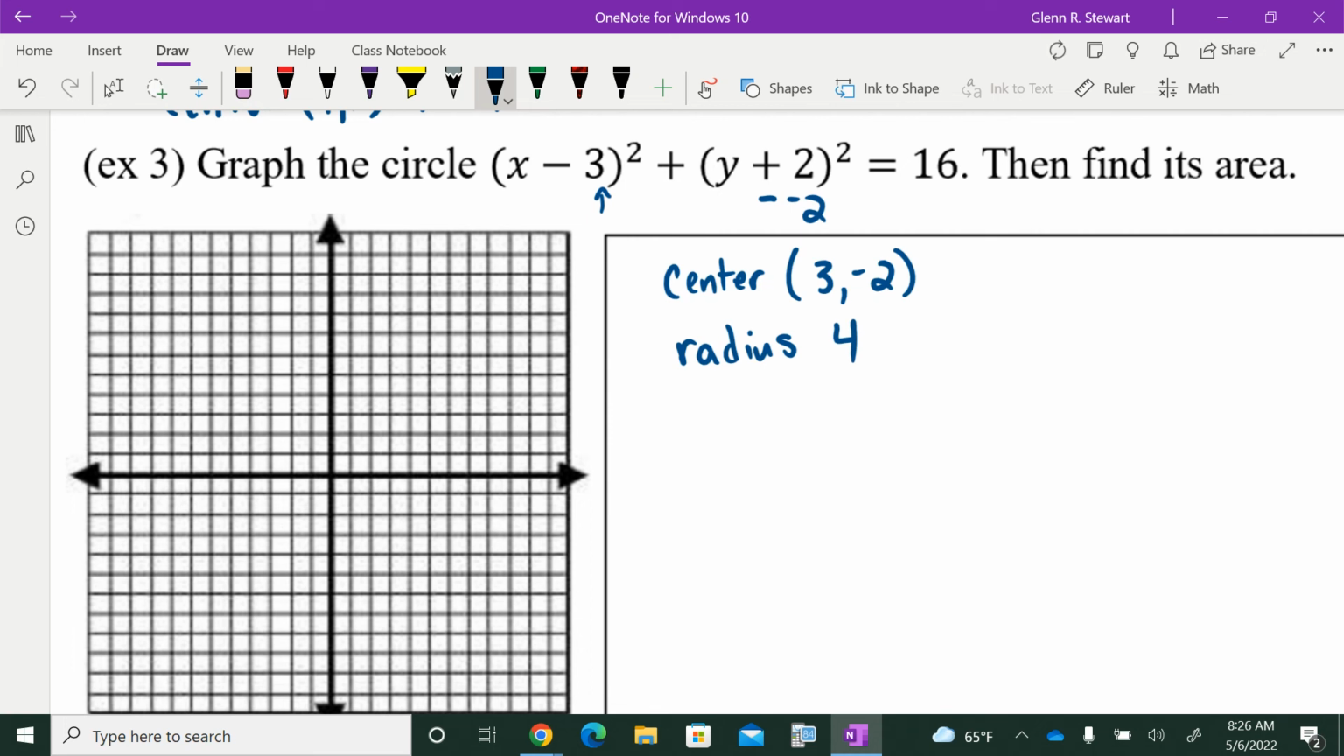So I'm going to go to 3, negative 2. I'm going to put a point. And then I'm going to go from there. I'm going to go up 1, 2, 3, 4. Down 1, 2, 3, 4. To the right 1, 2, 3, 4. And the left 1, 2, 3, 4. And then I'm going to do the best of my ability to just draw a circle.